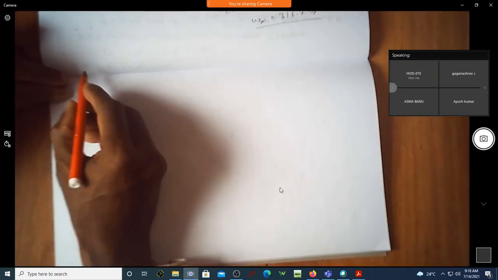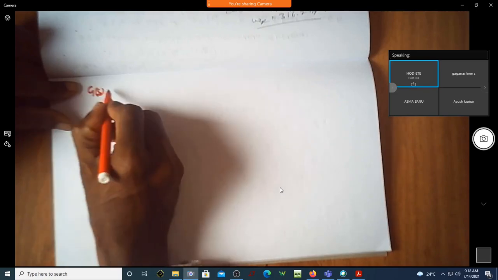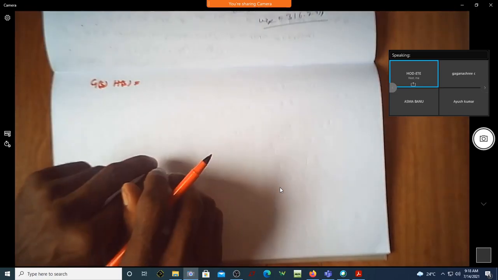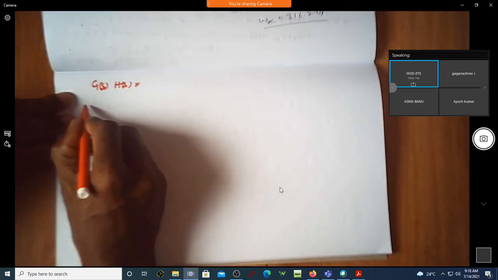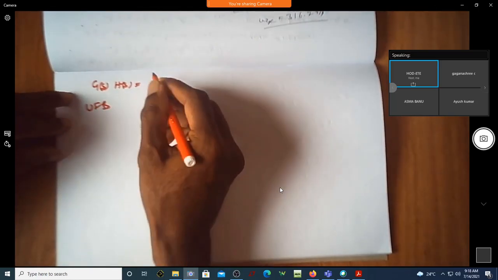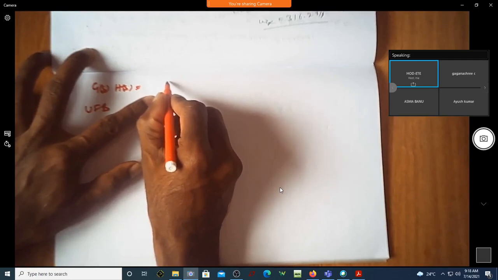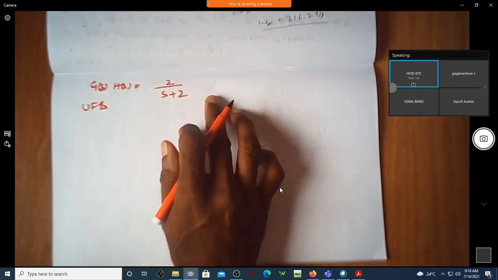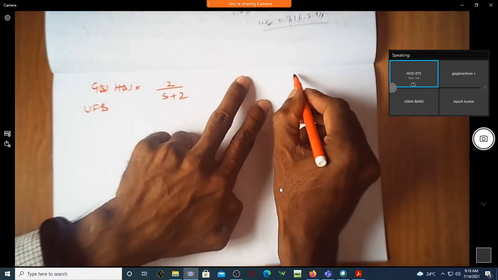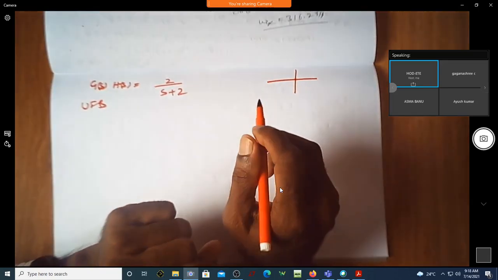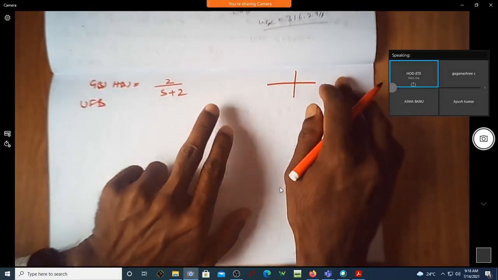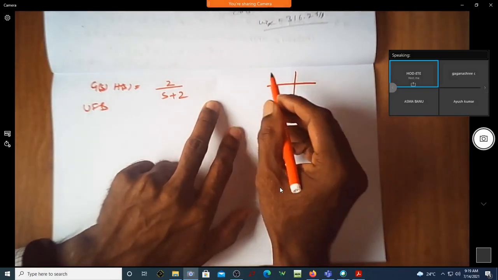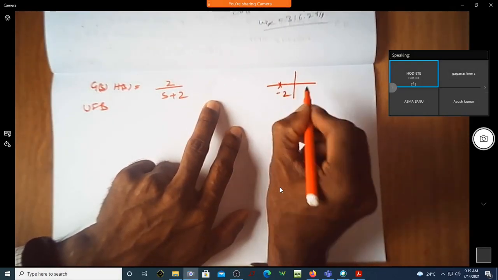For that, let us try to understand some basics of control system which we already know. Suppose this is the open loop transfer function of a unity feedback system, something like 2 by s plus 2. What does this actually mean? If you are asked to write the pole zero plot, where is the pole of this transfer function? Can somebody unmute? Okay, the pole is located at -2.